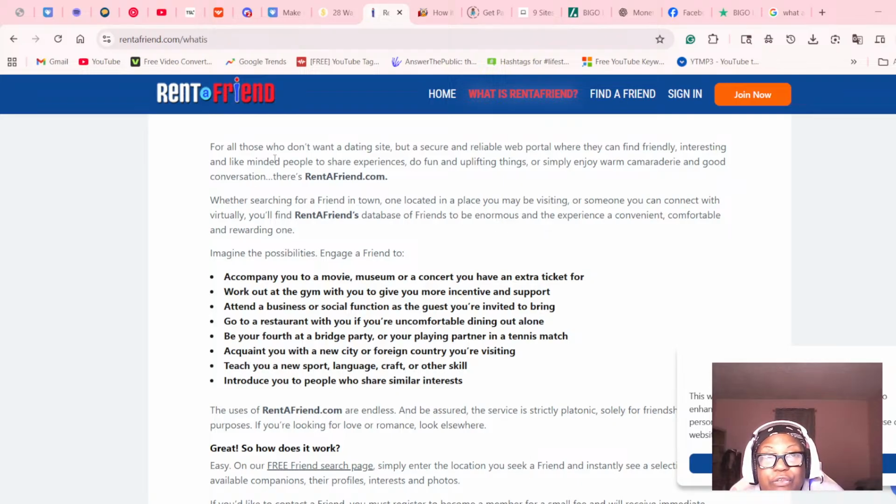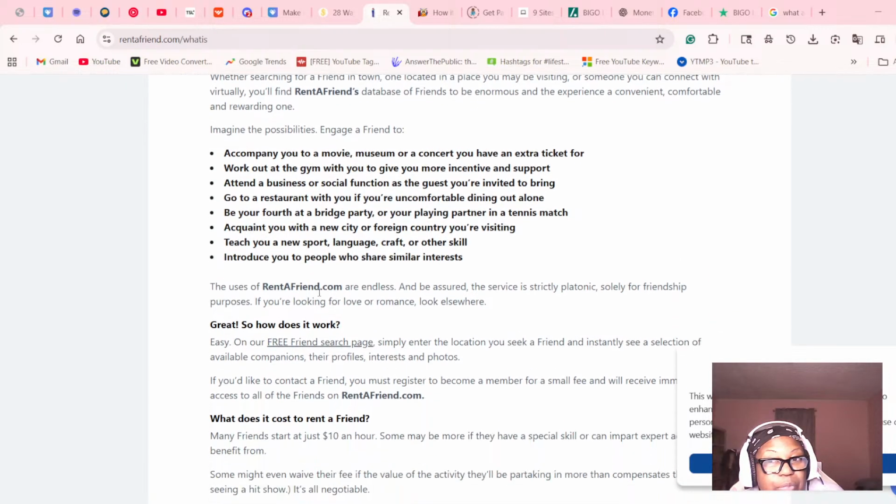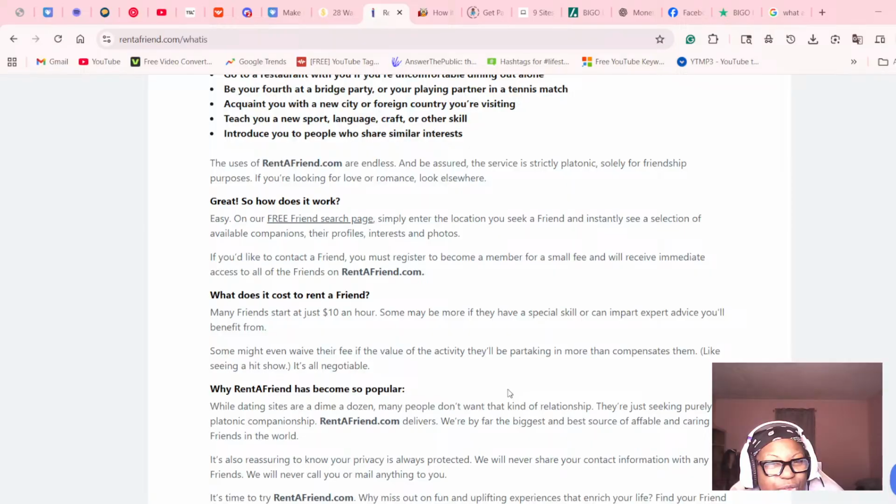For all those who don't want a dating site, but a secure, reliable web portal where they can find friendly, like-minded, interesting people. Rentafriend.com, where they're searching for a friend in town, located at a place you might visit, or someone that you connect with virtually, and they pay you to be their friend. Isn't that a little unethical though?